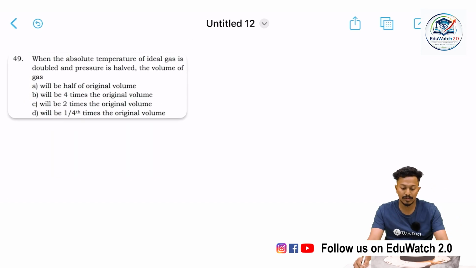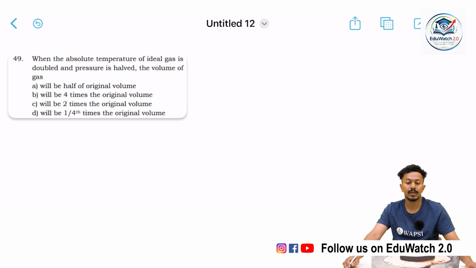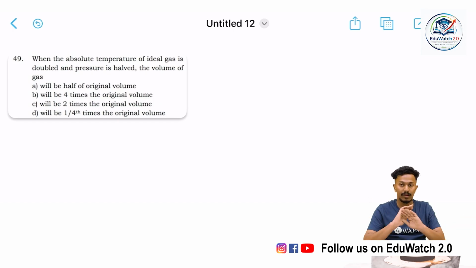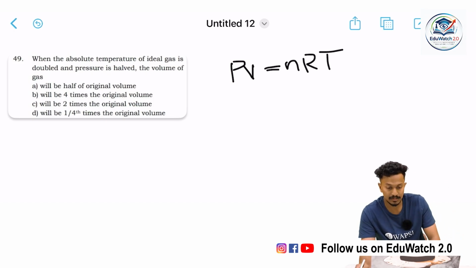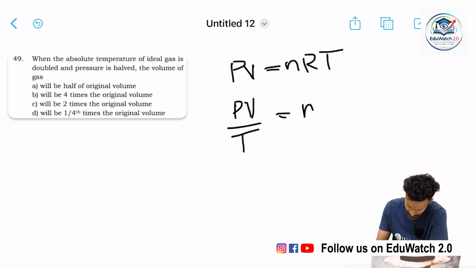When the absolute temperature of an ideal gas is doubled and the pressure is halved, the volume of the gas would be? That's our question. Will it be half of the original value, 4 times the original value, 2 times, or 1/4 of the original? We'll look at this one. Our question is PV equals nRT, right? This is our ideal gas, and we'll convert that to variables. P, V and T are variables, and nR is constant.